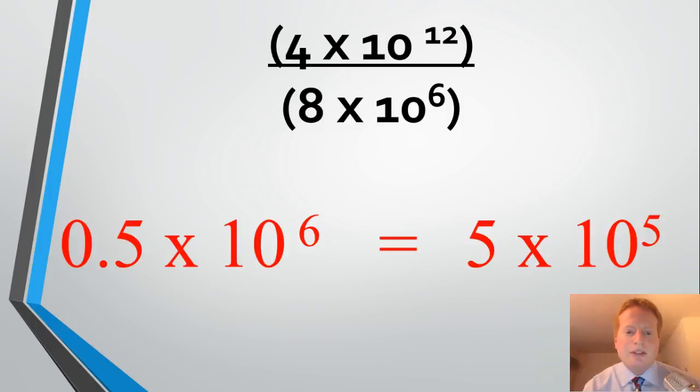Okay, so this one, actually, we have to adjust it again. So our first answer for this should be 0.5 times 10 to the 6th, because 4 divided by 8 is a half, right, which is 0.5. But it's not proper scientific notation, so we have to adjust this in order to get 5 times 10 to the 5th. So be careful.